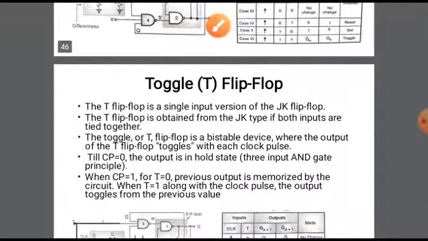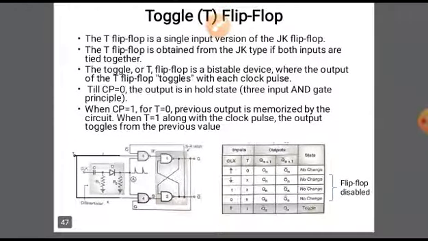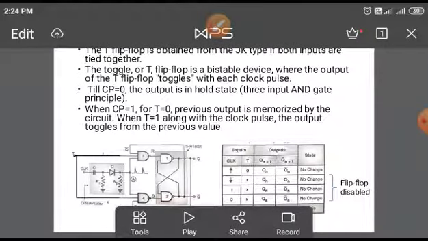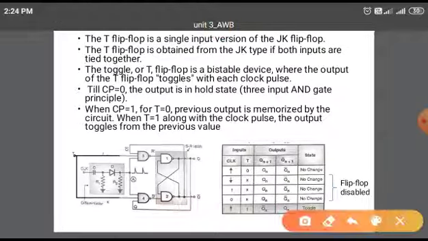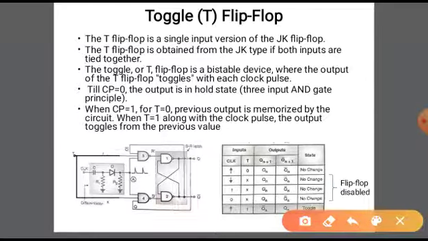So toggle flip-flop, we just convert this JK flip-flop into a T flip-flop. So you just sort out how to convert the JK into a T flip-flop. You just short these two terminals. You observe the J and K terminals shorted together externally, and then the inputs become one input T and outputs are two.